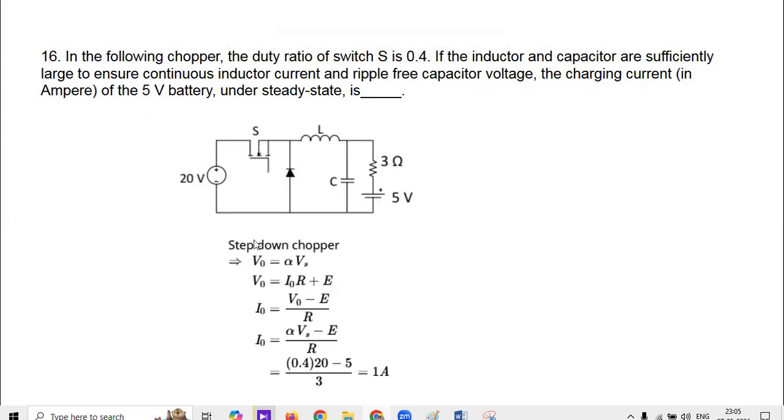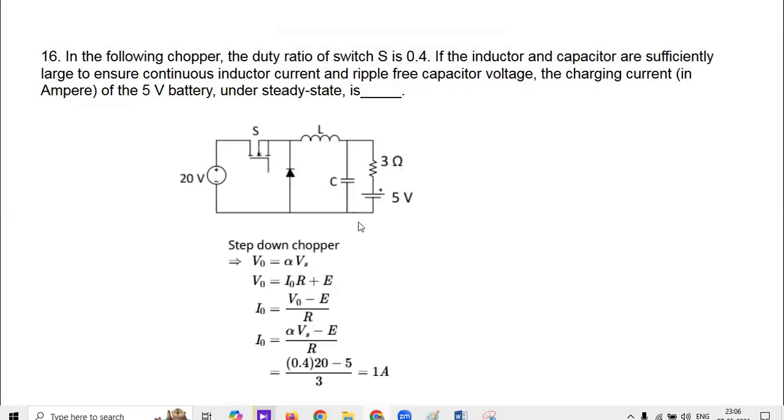And we know that for a step-down chopper, the output voltage is given by the duty cycle into the supply voltage, so alpha into Vs. Our Vs is given as 20 volts. The load here is nothing but the 5-volt battery with its internal resistance, a resistive load.